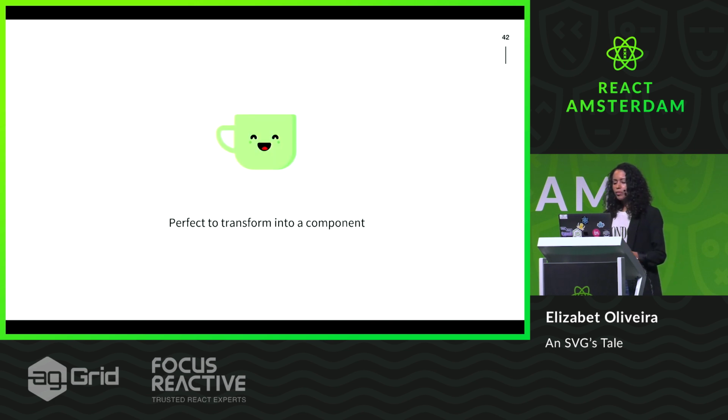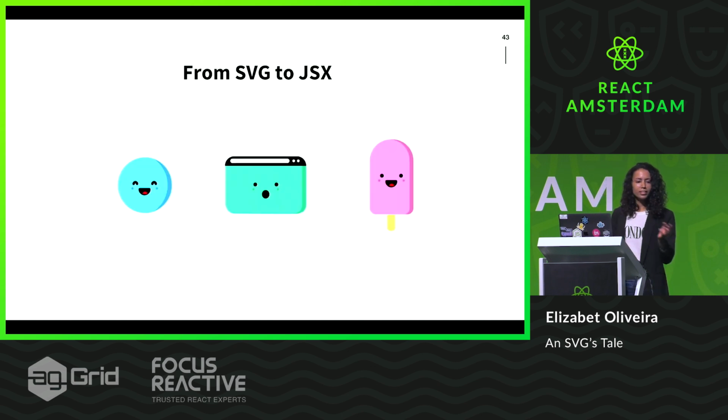So I thought, okay, it's perfect to transform into a component because I can just put a cute face on top of anything, and then it's a kawaii. So I can have a planet with a cute face on it, a browser or an ice cream. And so I thought, okay, this is perfect to create customizable illustrations.